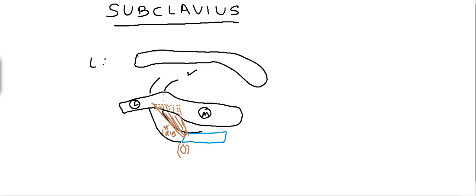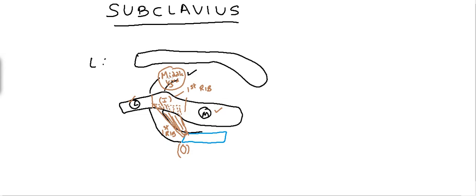What is the insertion? The insertion is at the clavicle. At what point? The middle 1/3 of the clavicle. So this is the medial part, this is the lateral part, 1/3. This portion will be the middle 1/3. So on the inferior aspect of the middle 1/3 of the clavicle, there is a groove, the subclavian groove.